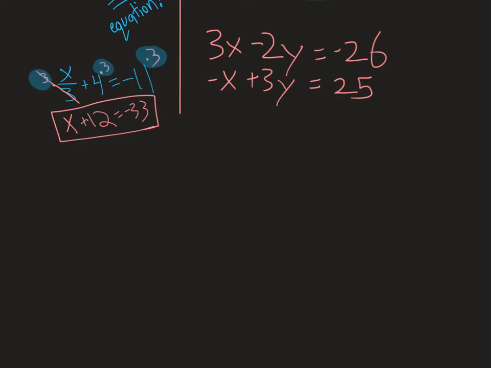If I could get this guy to become a negative 3, then it would cancel with the positive 3x when I add the two equations together. So the question is, and this may seem obvious, but I'm going to write it out anyway.